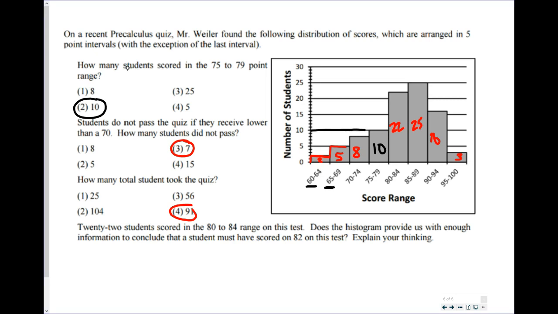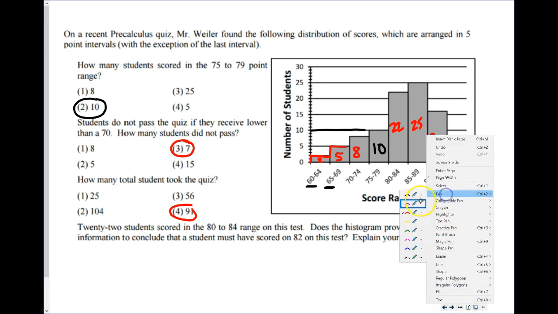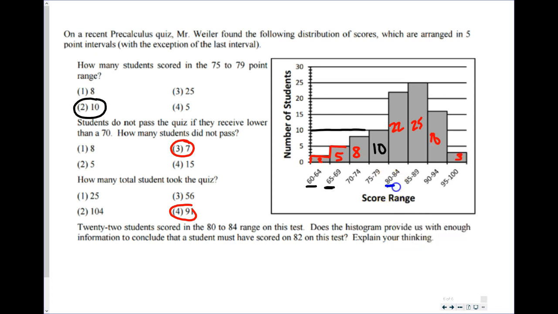It says that 22 students scored in the 80 to 84 range on this test. So I'm going to go to my graph and look at where that is. That's right here, 80 to 84, so it's this one. Does the histogram provide us with enough information to conclude that a student must have scored 82 on this test? Explain your thinking. It's saying that I've got 22 students between 80 and 84.